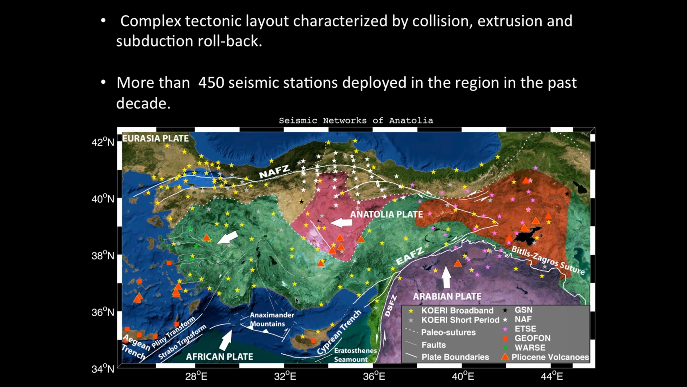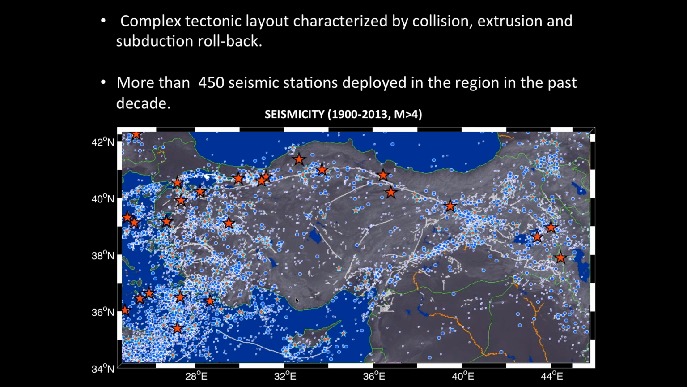So with all these variations and complexities, the crustal and upper mantle characteristics of this region have always been in question. And in order to address these, there have been a lot of permanent and temporary deployments across the region. There have been more than 450 seismic stations deployed in the region in the past. And of course, I'm counting both short period and broadband deployments.